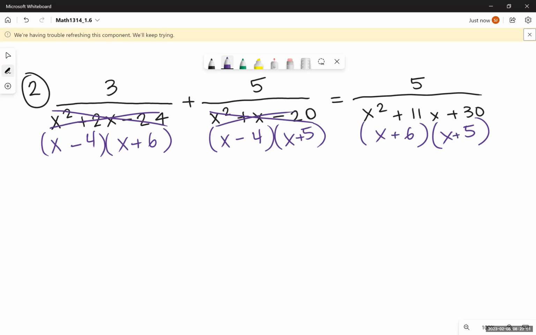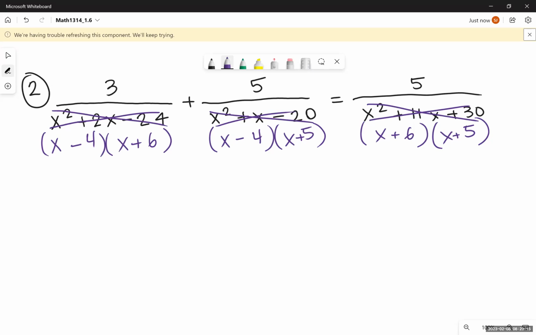Okay, now we can create our LCD. And I know it doesn't make sense right now, but everything's fixing to cancel, and then you're actually able to solve it much easier than if you had done it with the other denominators. In all actuality, you can't solve it with those denominators. So just probably don't try.